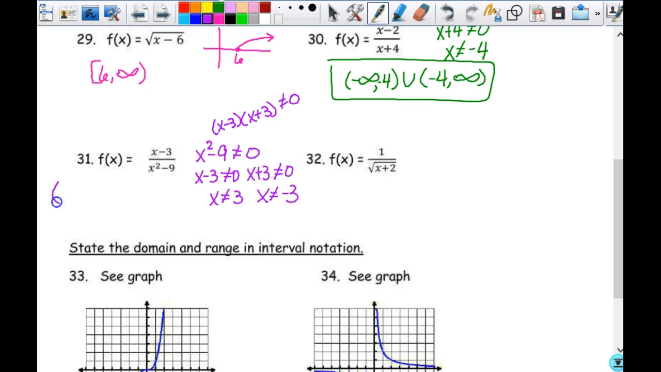So I can start at negative infinity, can go to negative 3. Then I can go from negative 3 to 3, and then from 3 to infinity. That's a union of those. So it just leaves out those 2 points.